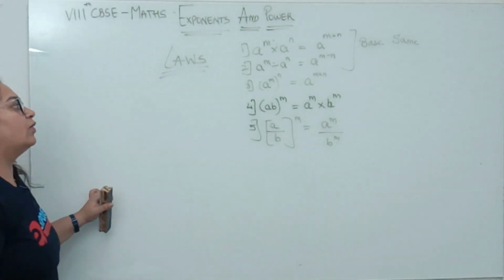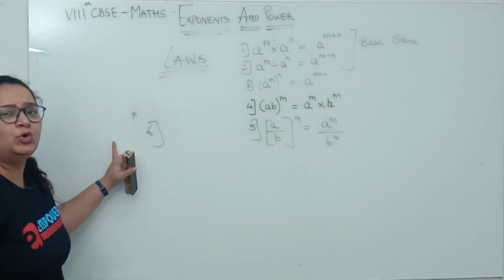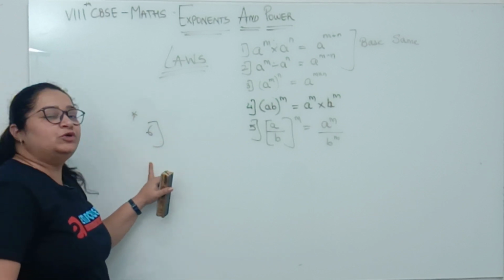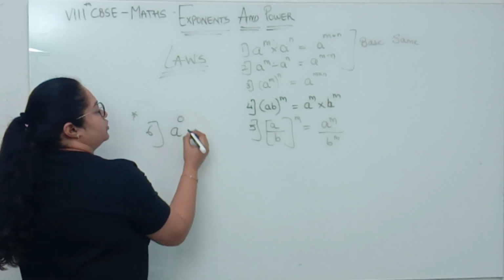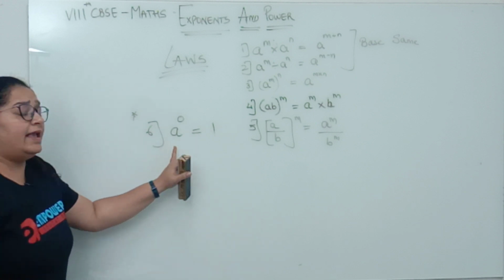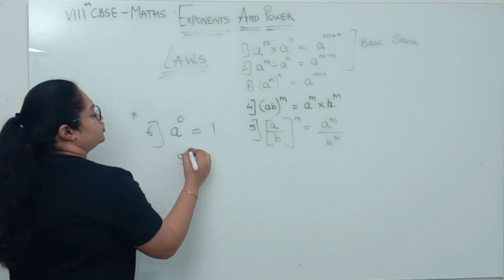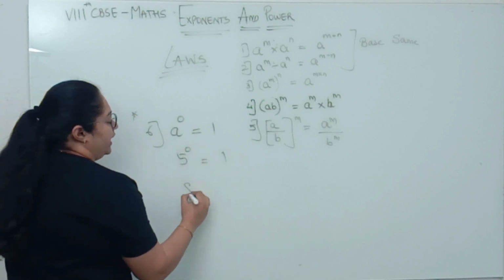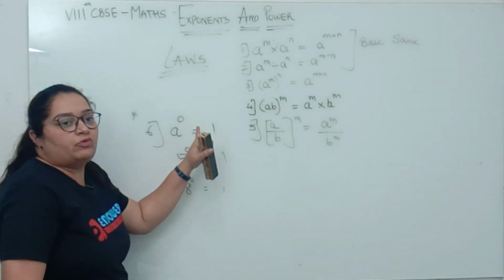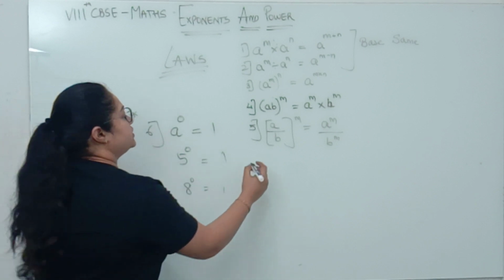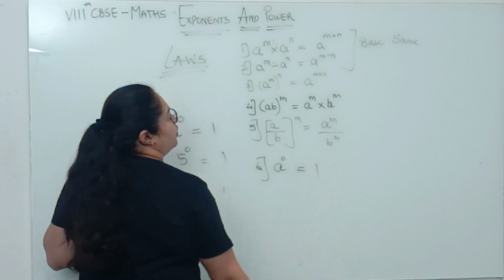Let us see the sixth law. What does your sixth law say? This law is very important because you are bound to make mistakes in this law. You forget to apply the rule over here. A raised to 0 is equal to 1. Anything raised to 0, the answer will be 1. Whether you take 5 raised to 0, the answer will be 1. Whether you take 8 raised to 0, the answer will be 1. So keep in your mind, a raised to 0 will always be 1. So what is the sixth law? A raised to 0 is equal to 1.